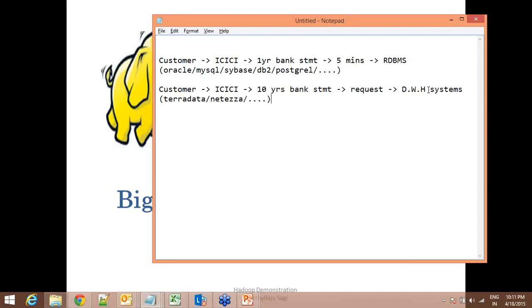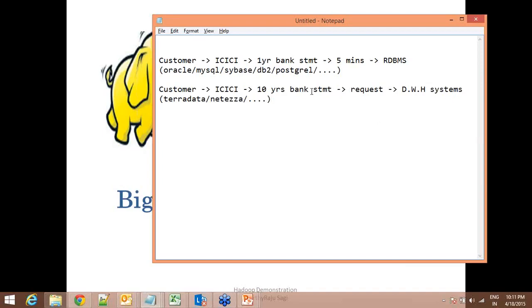Most of the data warehouse system applications are ETL applications, which are scheduled jobs. So once this request comes, they keep the request in a queue and when the application starts, it takes the request, processes it, and sends the statement back to the customer. So obviously it will take at least a couple of hours.